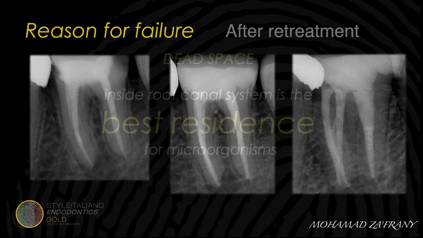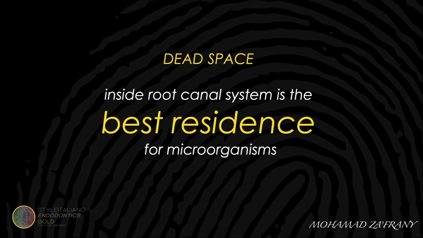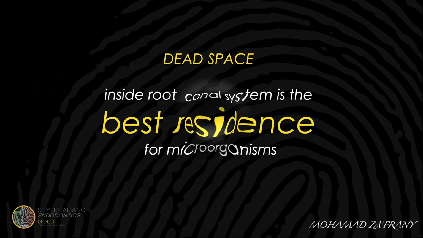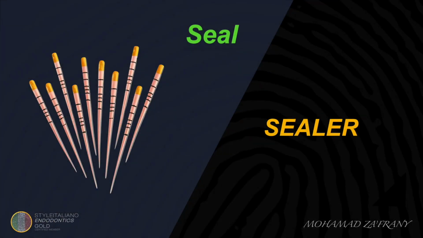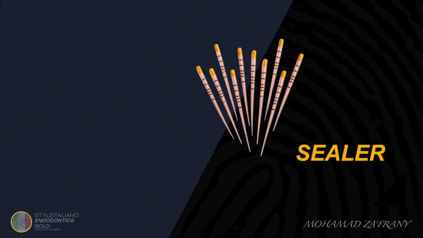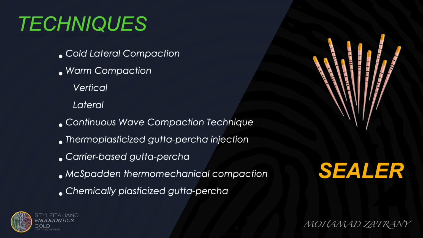And please always remember that dead space inside the root canal system is the best residence for microorganisms. That's why the seal is very important. Till today, we still rely on gutta-percha and sealer for the obturation process. Whatever technique we are using, called lateral compaction or warm compaction, we still use gutta-percha and sealer.